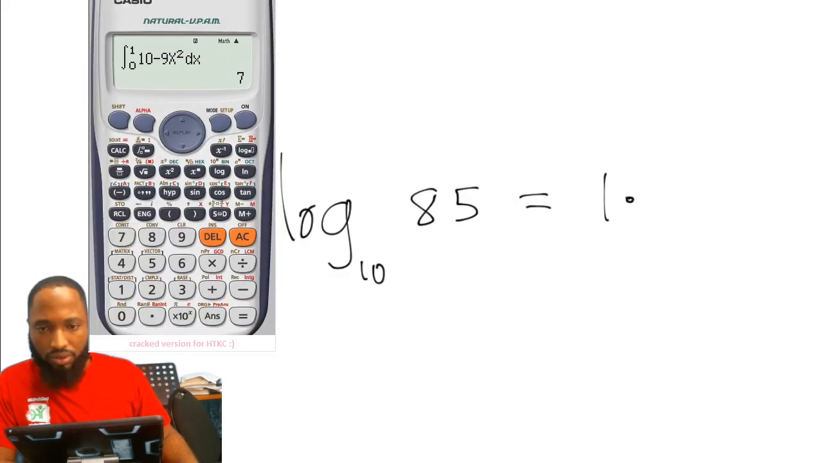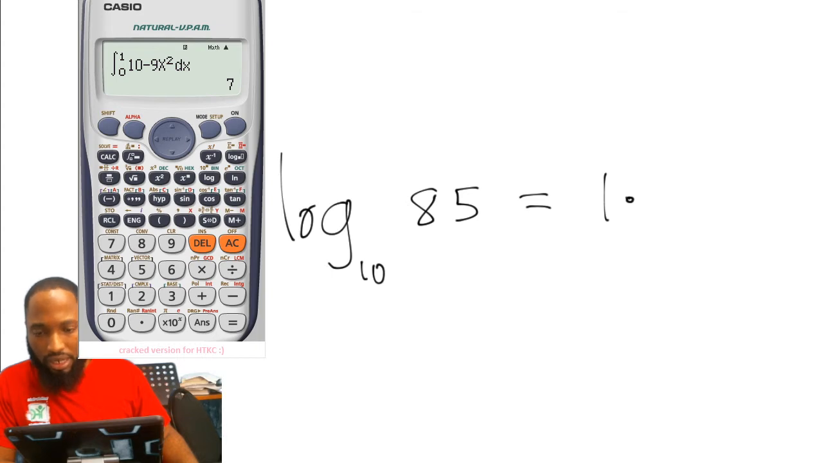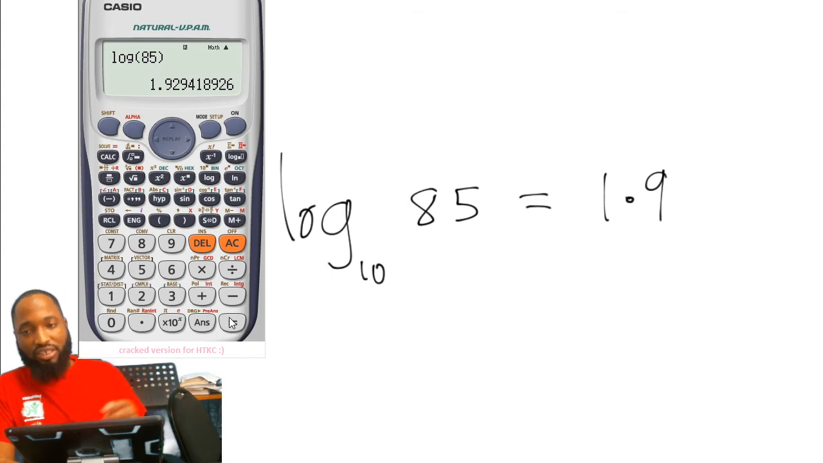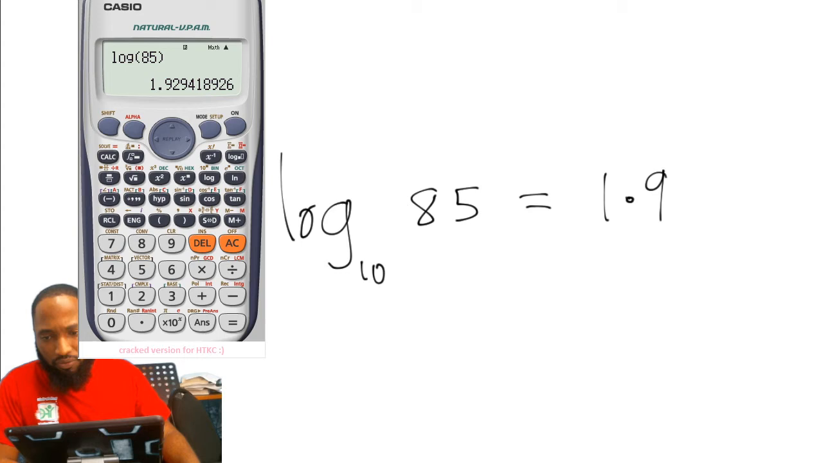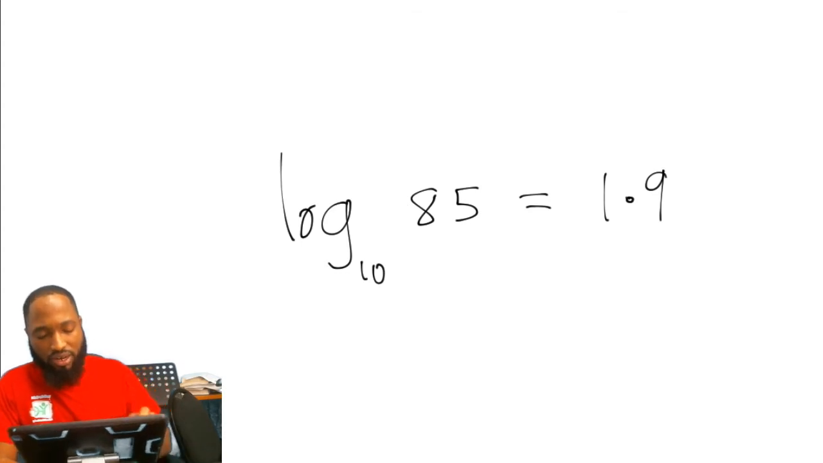So now you're talking. If I press log of 85, this is naturally going to base 10, right? I expect a number between 1 and 2. So 1.9, and that makes sense. It's close to 100, right? 1.929. So you're kind of catching a little vibes of what log is about.